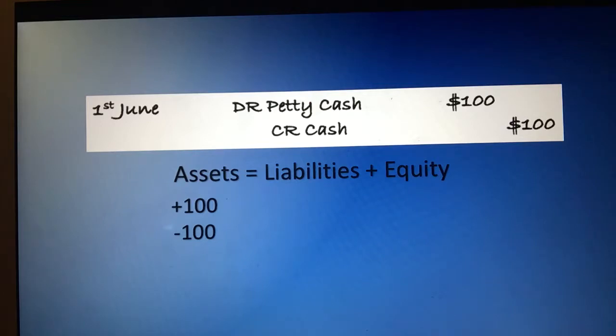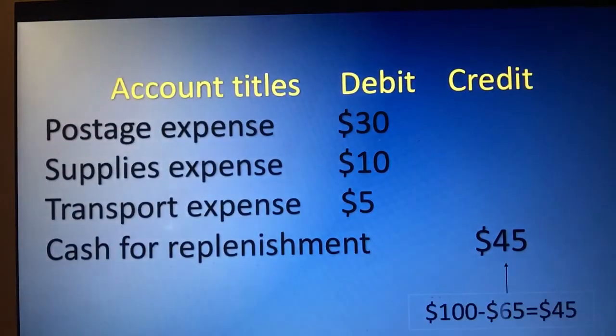At the end of the month, all the receipts are collected to account for expenses. Let's say that our business spends $30 on postage, $10 on supplies, and $5 on transport costs. We then add these expenses and subtract them from our beginning balance to determine our replenishment amount.